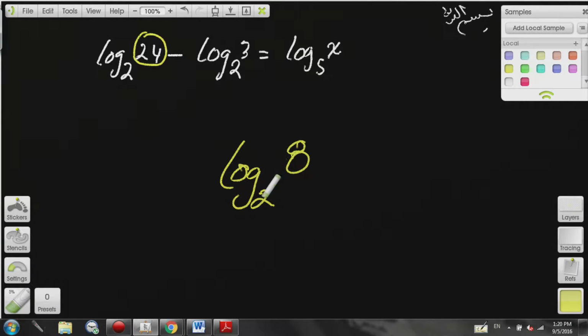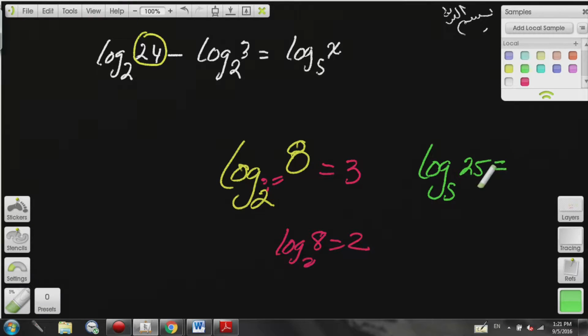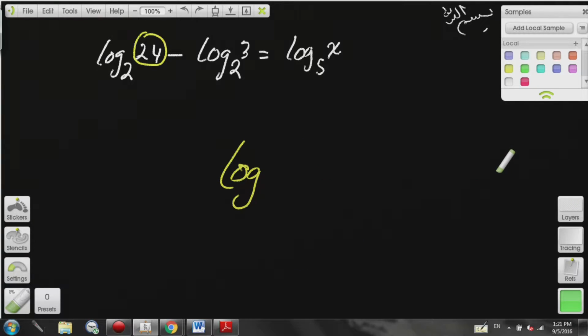Now, when I see log with two numbers like this, I imagine in my mind, 2 to what exponent equals 8? Well, 2 to the third is 8, so the answer is 3. In other words, log base 2 of 8 is 3. If I give you another example, log base 5 of 25, what is this? Well, 5 to what exponent equals 25? That's 2. Log base 5 of 25 is 2. That's one thing you have to know to be able to do this question.